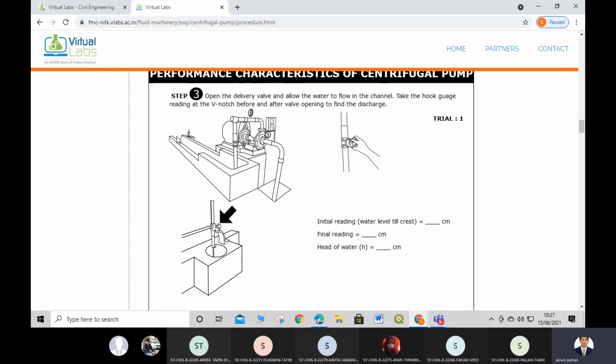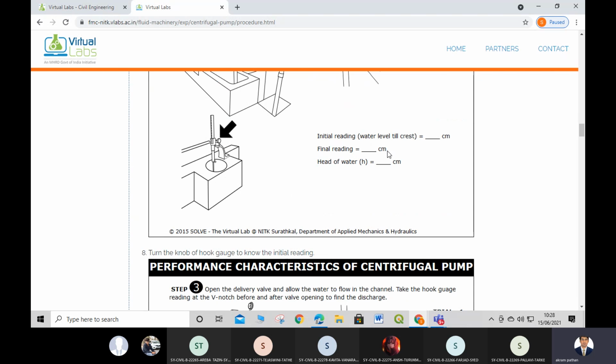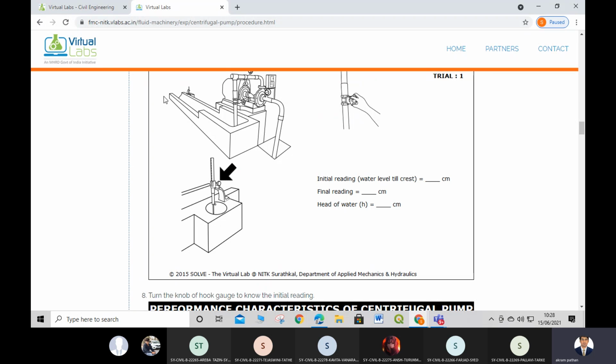When the water is flowing through this channel, at the end of it we have a triangular notch fixed at the end of the channel. We have to take the reading before and after opening the valve to find the discharge. With the help of this notch we can measure the discharge. Now, initial reading, water level till crest. We take the initial reading, then the final reading, as we have seen in notches and weir, and then the head of water.